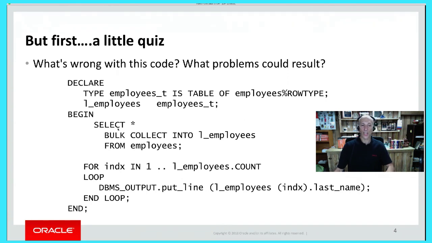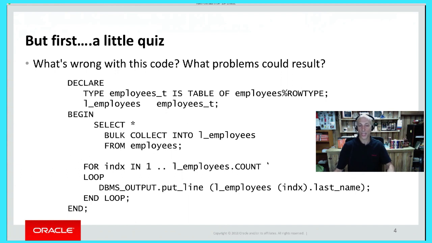Then I say select star bulk collect into employees. Bulk collect is the feature that leverages collections and integrates it into the SQL interface with SQL, so that instead of getting a single row at a time, I can get multiple rows with a single fetch. In this case, get me all the rows in the employees table with a single fetch. And then I iterate through the collection.